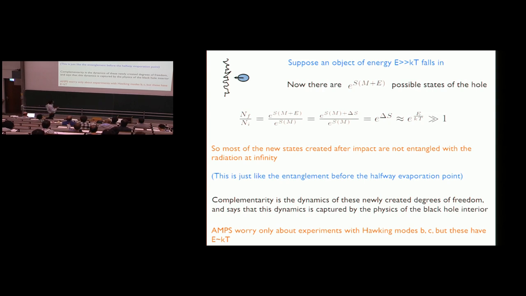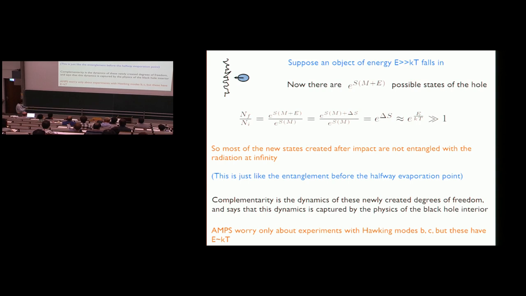The point is, if something with energy E equal to, let's say, 10 kT falls in, energy much bigger than kT, now there are more states for the system. Earlier you had S of M, the Bekenstein entropy of M, number of states. Now you have S of (M plus E) number of states. So the number of states now, N final over initial, the number of states after the guy falls in divided by the number of states before, you can write as e to the power S plus delta S over e to the power S. So the extra states are e to the delta S, but the change in entropy is E over kT, just from TdS equals dE. And if E is bigger than kT, this is much bigger than one.